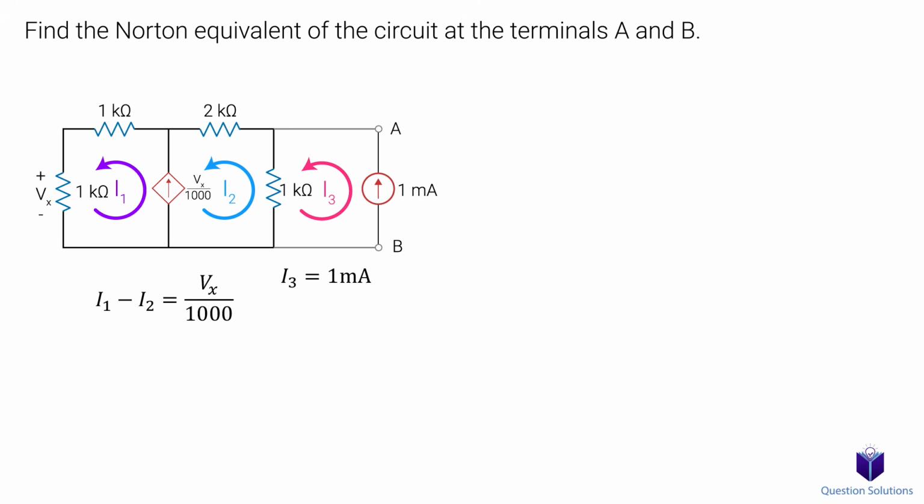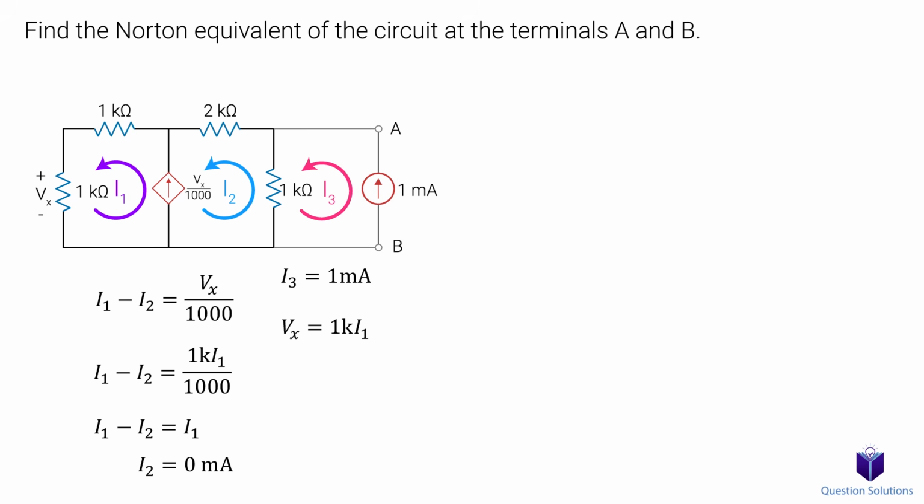Well, what is Vx in terms of our mesh currents? It's the voltage in this 1K ohm resistor, and we see that it's equal to 1K ohms multiplied by I1. Let's plug that into our equation. 1K divided by 1000 is just 1, so let's simplify this equation further. We get I2 is equal to 0 milliamps.